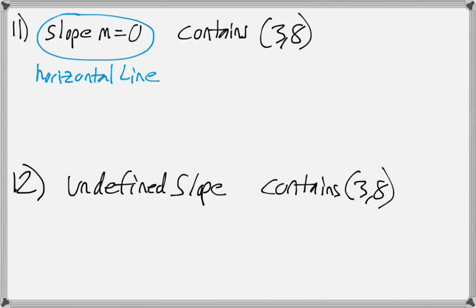So we know our horizontal lines have the equation y is equal to something. So because it's horizontal, we want y is equal to something. So I know my equation is going to be y is equal to 8 because that's the y value of a point that it has. So you can just really take the y value and that's going to be your equation.